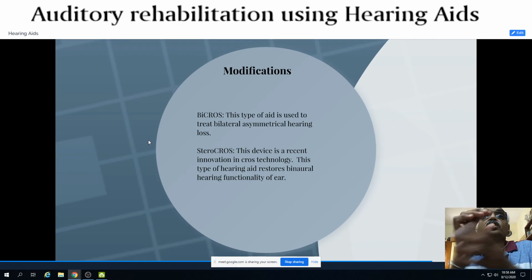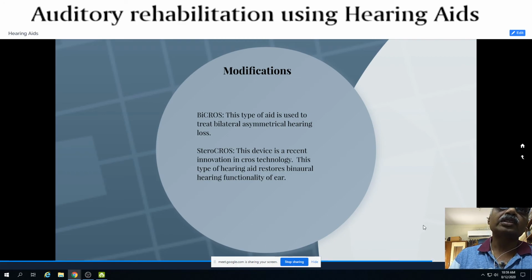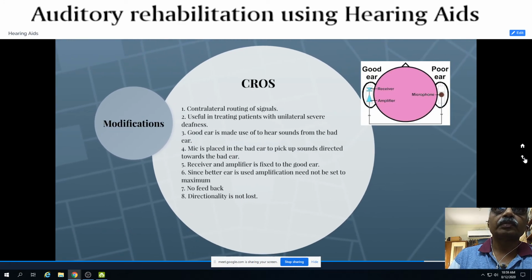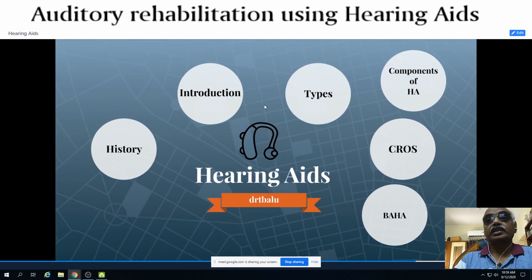And then something called stereo CROS. This is actually a recent advancement. If you use this type of hearing aid, your binaural functionality of the ear will be restored. The binaural function has a huge role to play when you enjoy music, when you go to public places, where it gives you an accurate assessment of the direction of sound and the distance from which the sound is coming. So that is one of the beneficial modifications of CROS.